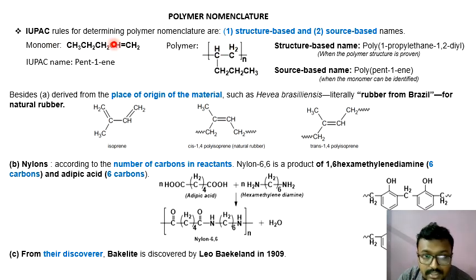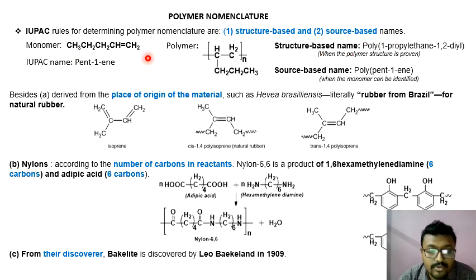Now structure based: if it forms a polymer, the structure will be like this. What will be the structure based nomenclature? You can see here 1, 2, 3, so this is a propyl group. This propyl group is present at one position of ethane, so 1-propyl ethane, and 1,2-diyl, because there is another bond. So it is 1-propyl ethane-1,2-diyl, and now it is a polymer, so poly. This is called structure based nomenclature.